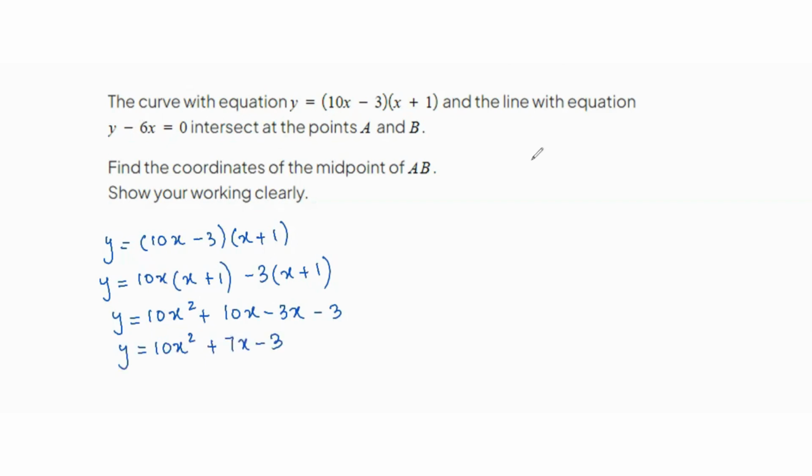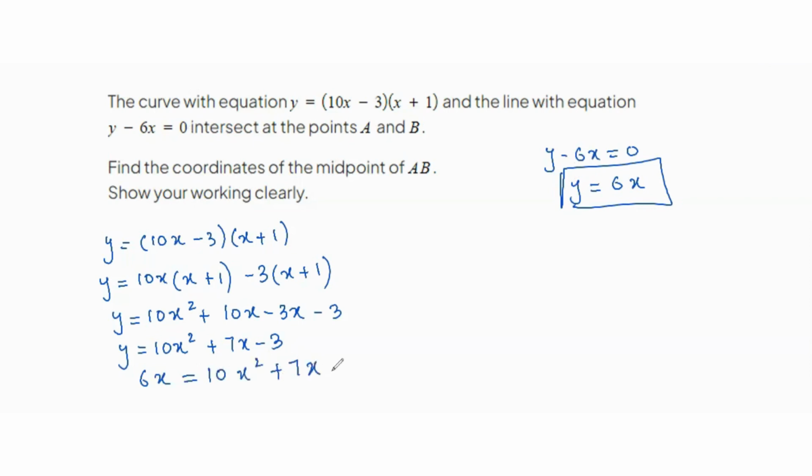Now the second equation, which was y minus 6x equals 0. I'm going to make y the subject over here. So it's going to be y equals 6x. And we're going to substitute this in this quadratic equation. So that means 6x equals 10x squared plus 7x minus 3.